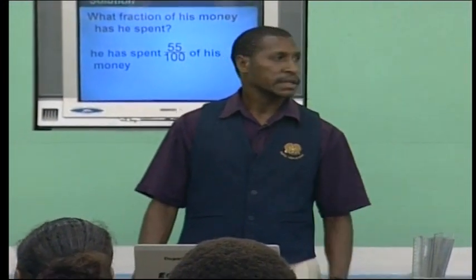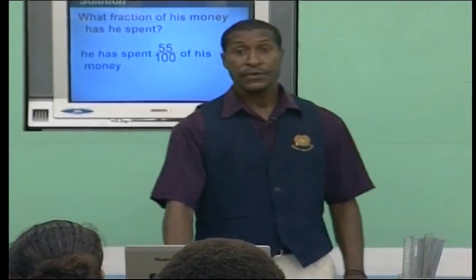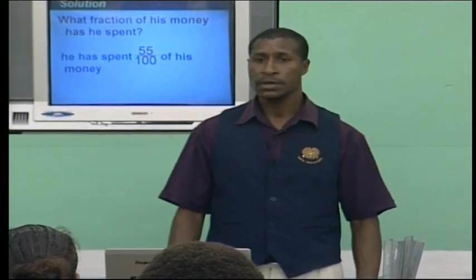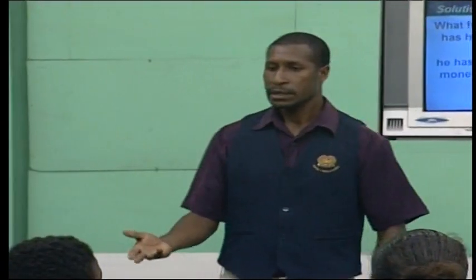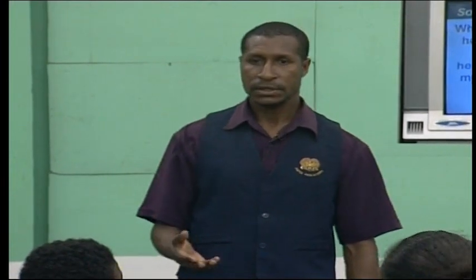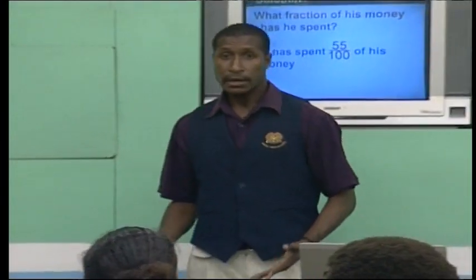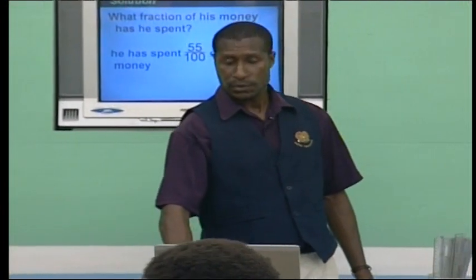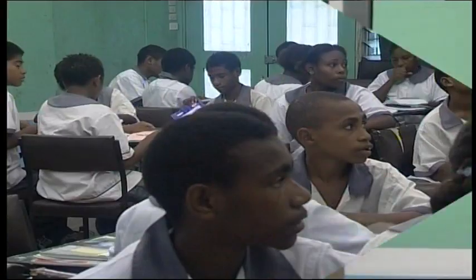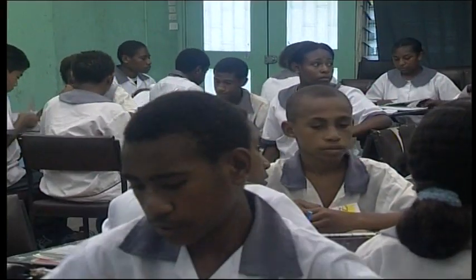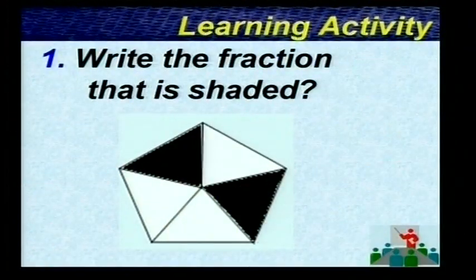Now, receiving students and ATs, I have 3 activities for you to do on what we have just done in our learning activities. You can take out your books and start off with these 3 activities. They are very simple activities. The first activity is on the screen. Receiving students and 7E, the first activity is: write the fraction that is shaded.